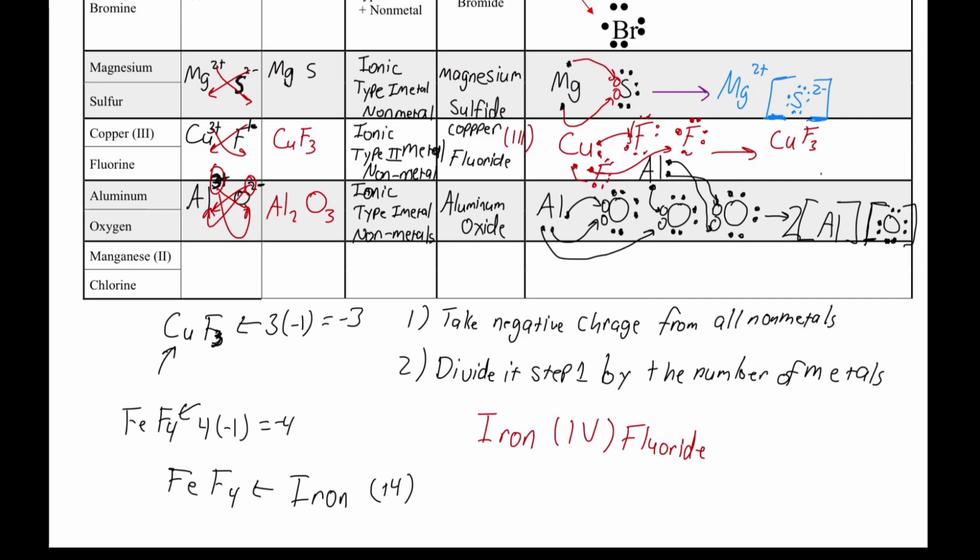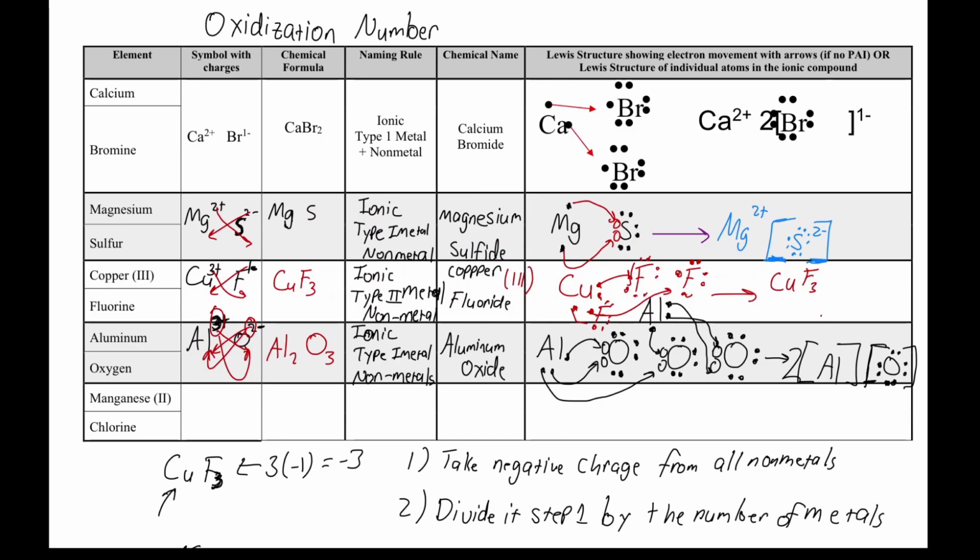So never, ever, ever in an ionic compound should you put a prefix like mono, di, tri. All that is taken care of by the charge of the central element or the charge of one of the elements that sometimes you know and sometimes you don't. But we can usually figure it out.